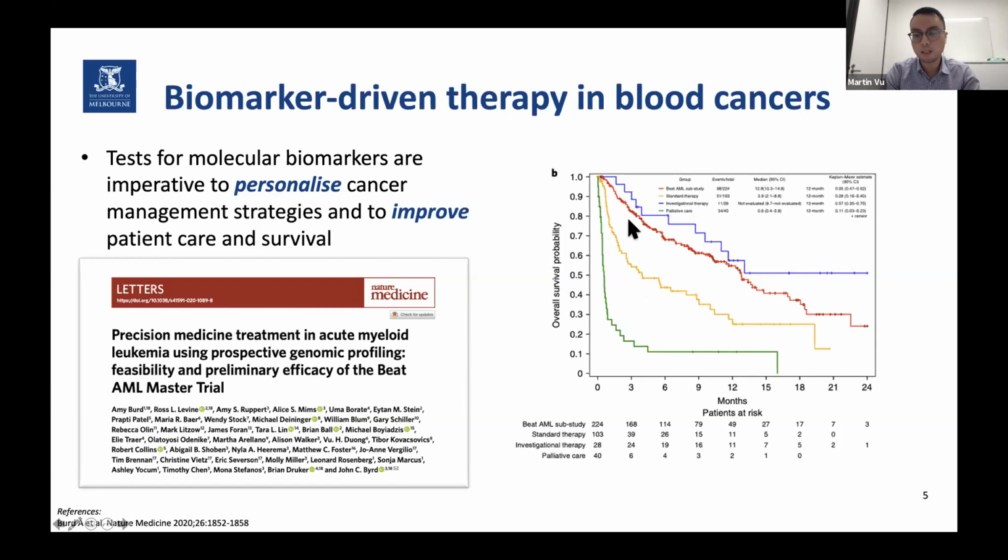And so patients who receive more targeted therapy have a better, superior overall survival than patients who received just standard of care treatment. And they represent a case study for acute myeloid leukemia. We see this across multiple blood cancers.